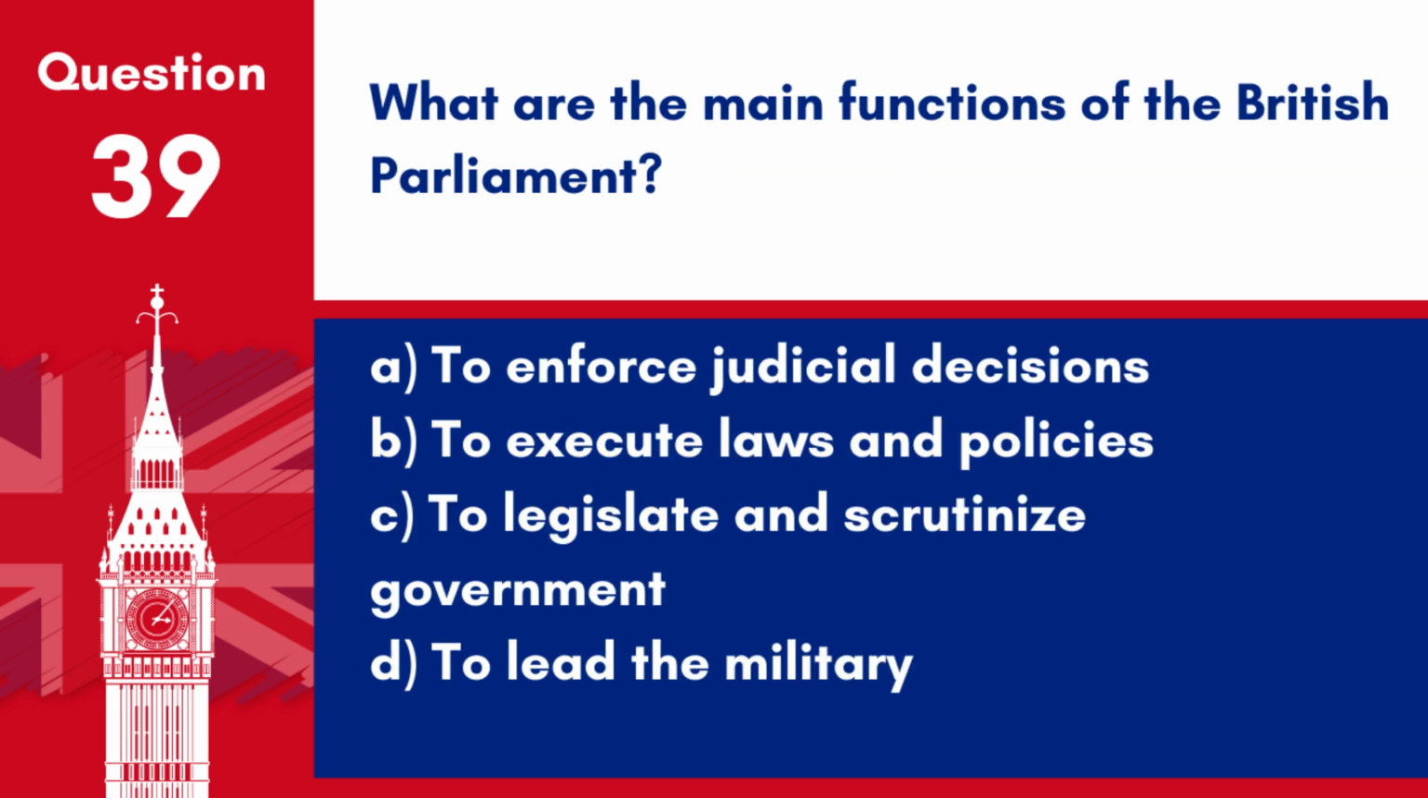Question 39. What are the main functions of the British Parliament? A. To enforce judicial decisions. B. To execute laws and policies. C. To legislate and scrutinise government. D. To lead the military. Answer: C. To legislate and scrutinise government. The main functions of the British Parliament are to legislate, pass laws, and scrutinise the work of the government.